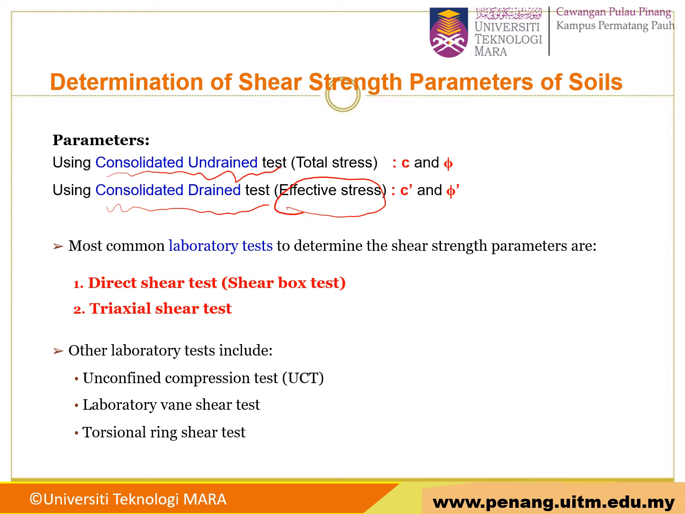Now, the most common laboratory tests to determine the shear strength parameters are, first, the shear box test or direct shear test, and number 2, the triaxial shear test. Other laboratory tests include the unconfined compression test, or UCT, the laboratory vane shear test, and the torsional ring shear test. But the unconfined compression test is one of the popular tests.